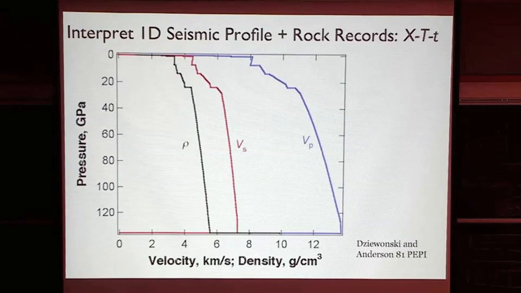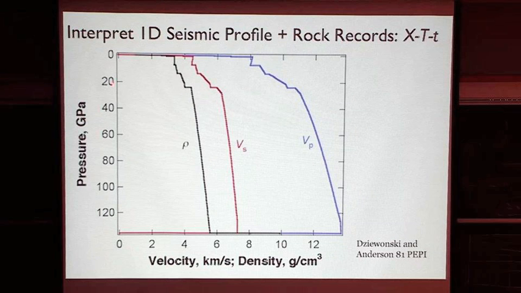And this is the PREM model in the mantle. What we see is the density, shear velocity, and compressional sound velocity plotted as a function of pressure or increasing depth. And we see a lot of wiggles over here. We have multiple jumps in density, Vs and Vp, and we want to understand what causes these jumps.